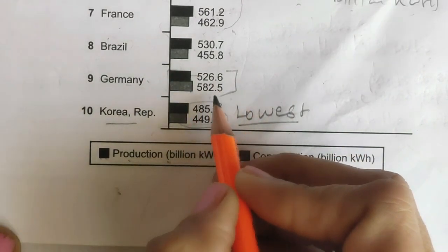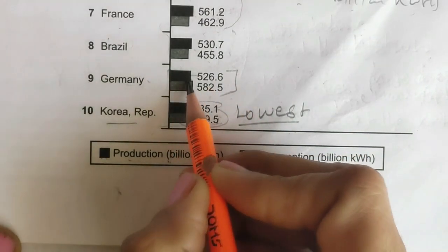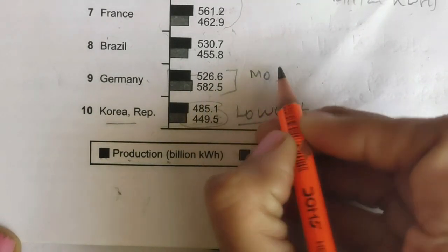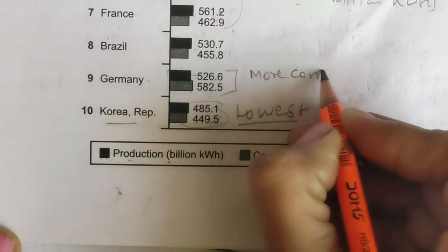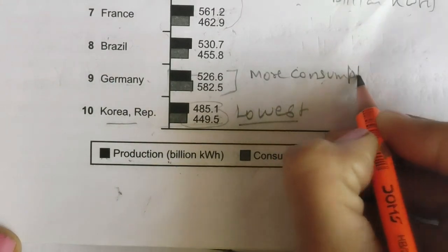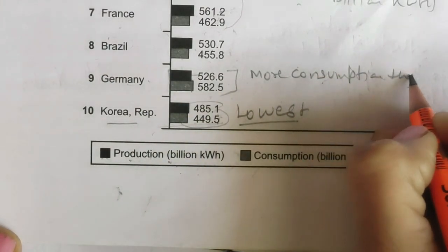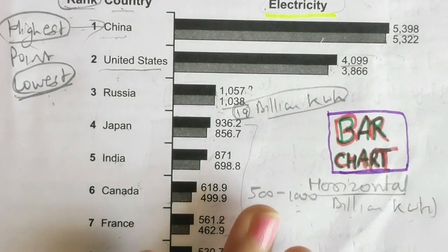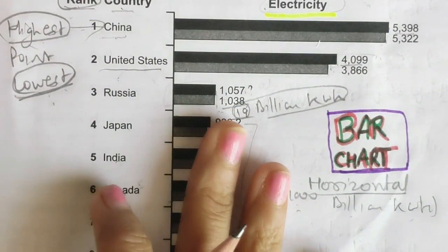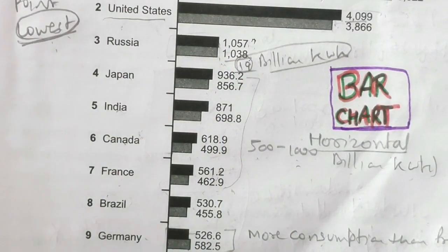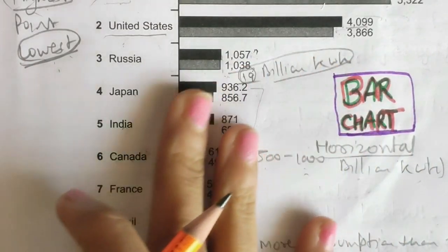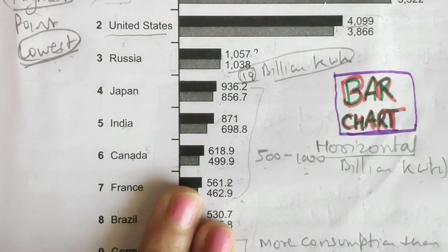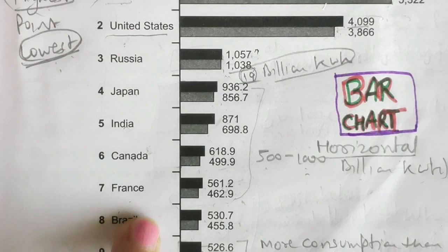Here you can see another striking difference: more consumption, okay, more consumption than production, right? So this is the striking feature. So up to band 6, this is much enough to read. So we have read out the whole bar chart. Now it's turn to write on paper.